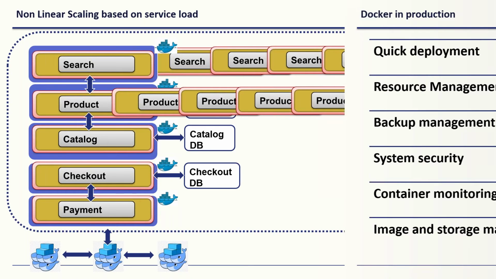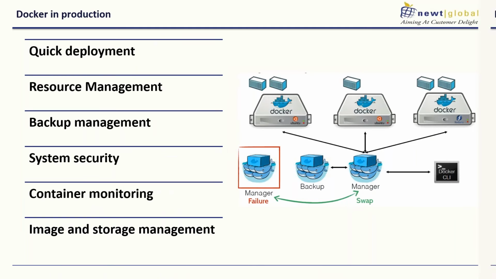Okay. So basically, we use Docker in production with Swarm. You get quick deployment, good resource management, good backup management. You get system security. Docker Swarm has the overlay networks implementation where you can mask your ports, especially when you are scaling across systems, and you also need to implement container monitoring and image and storage management.